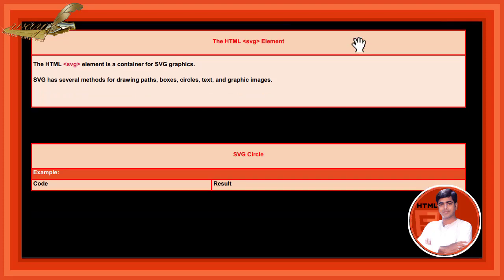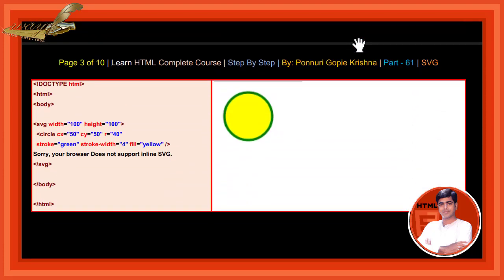SVG circle. See the code and result. SVG width 100, height 100, circle cx 50, cy 50, r 40, stroke green, stroke-width 4, fill yellow. See here, by writing and executing this code, now we are creating an SVG circle.